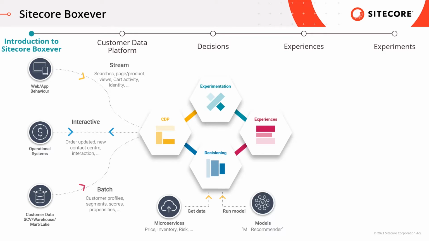In decisioning, Sitecore Boxever can also take advantage of AI tools such as trained models, perhaps around attrition or propensity to purchase. This is a great way to activate the investment your organization has taken in the data science capabilities, or a great way to begin your journey into AI.